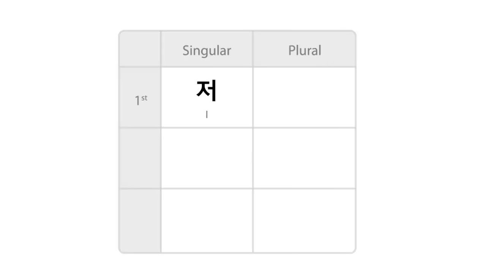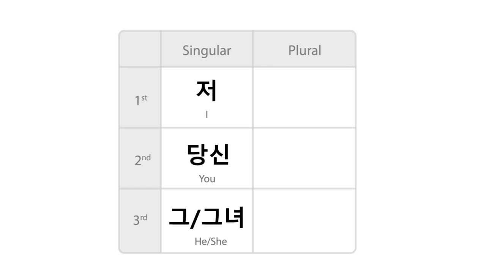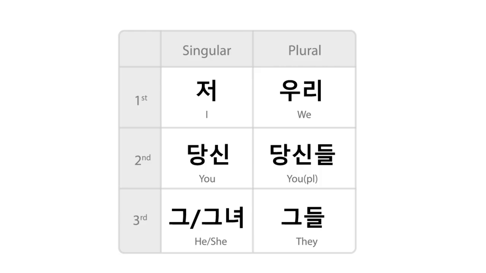These are the subject pronouns in Korean. 저, 당신, 그, 그녀, 우리, 당신들, 그들. Note, pronouns are often omitted in daily conversations, especially the second person pronouns.